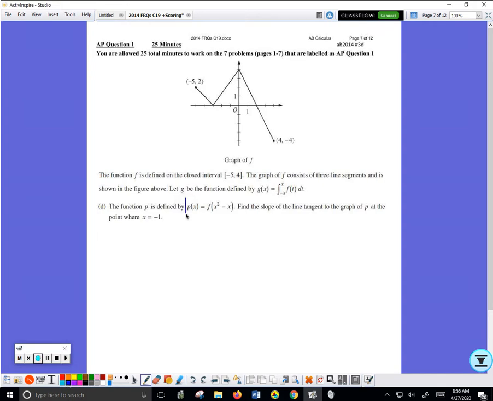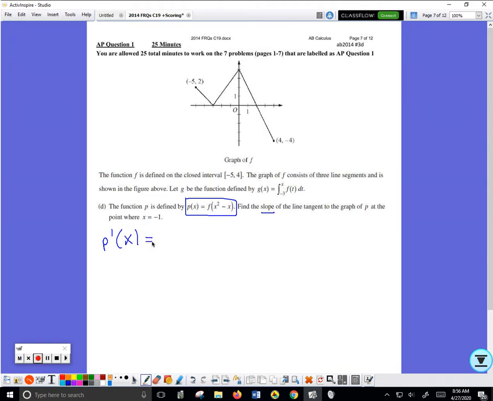Give me a formula for P. Read slow and careful. They want the slope of the line tangent, not the equation. So all we need is P prime of -1. So we've got to go find P prime of x first.